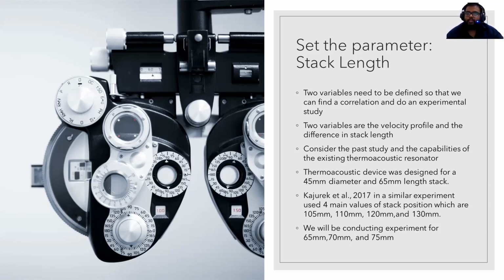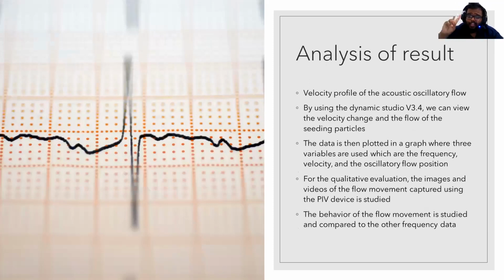In 2017, Kajura also did a similar experiment using 4 main values of the stack length. Their device was made for 105 mm, and they used 110, 120, and 130 mm stack lengths, which has an increment of 5 to 10 mm. So for this experiment, we will be using 65 mm, the first initial value, 70 mm, and then 75 mm, which has an increment of 5 mm.